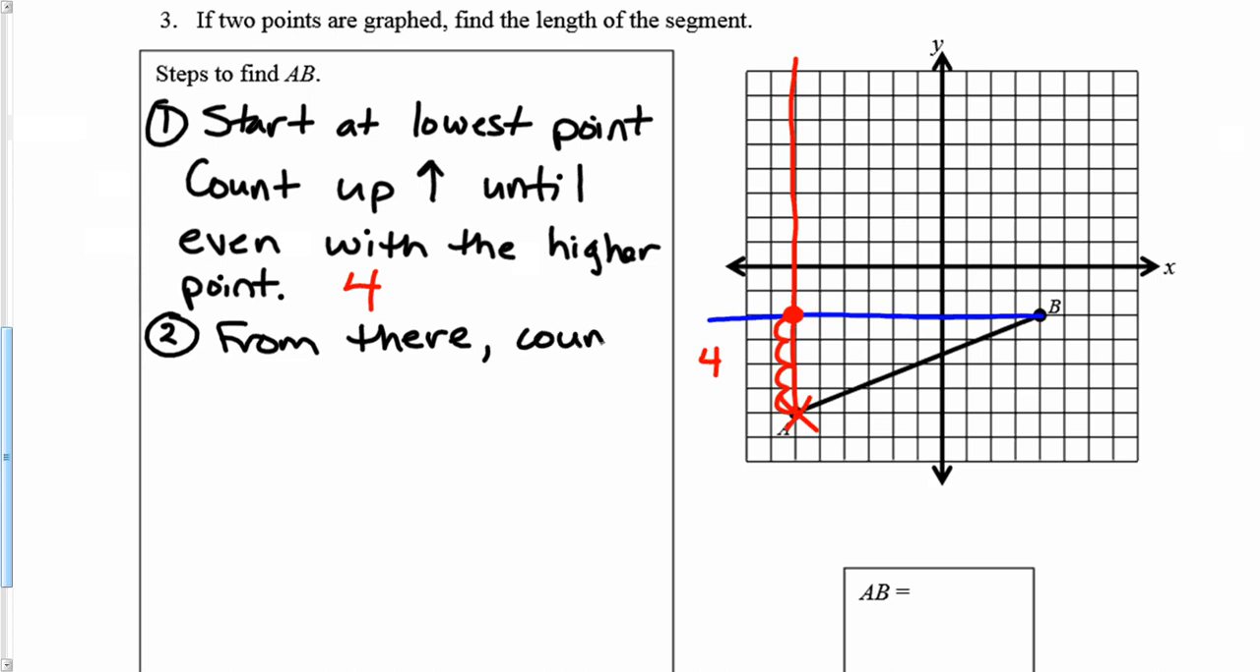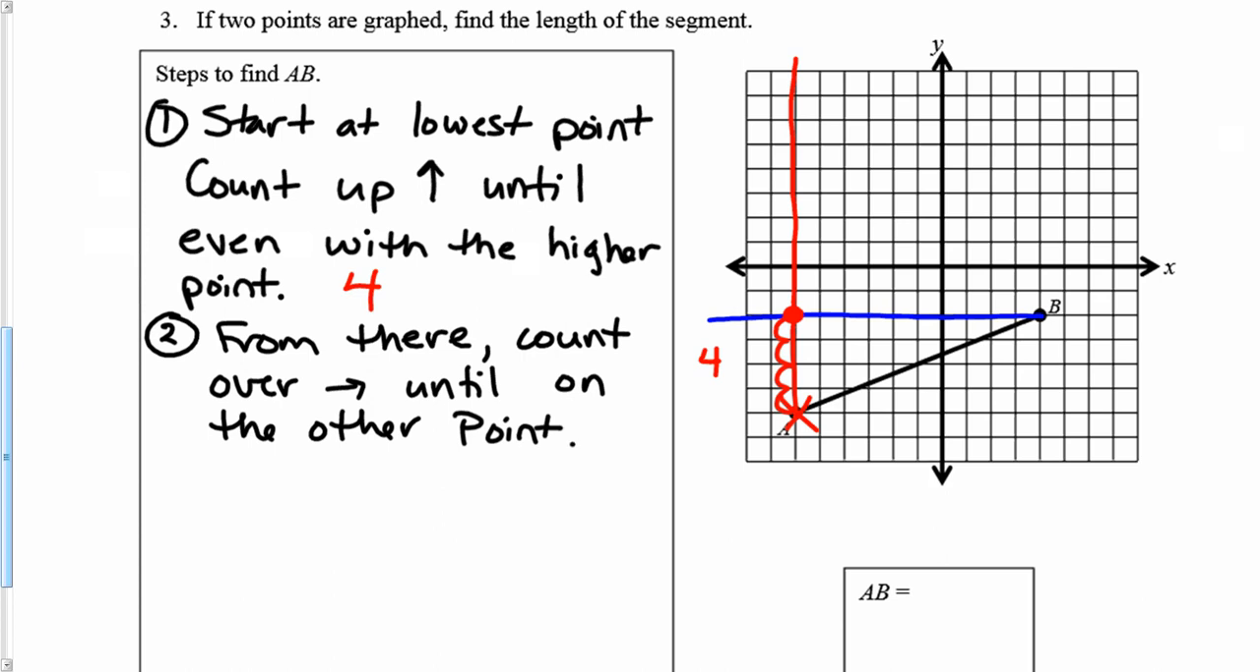I'm going to count over until I'm on the other point, my other point being B. Oops, I wrote B down when I meant to write point. Sorry about that. So from here, from my circle, I'm going to count over to B. So go ahead and count out from the red circle to the blue circle. When I counted that out, I got 10. 1, 2, 3, 4, 5, 6, 7, 8, 9, 10.